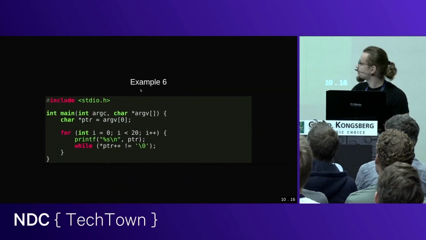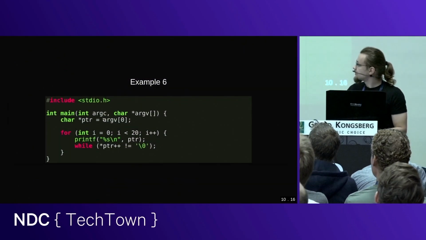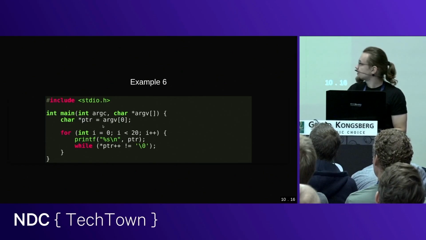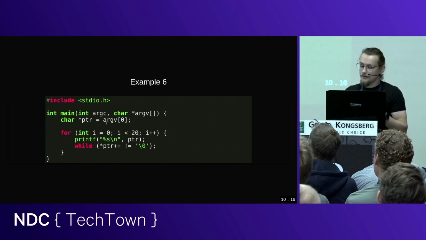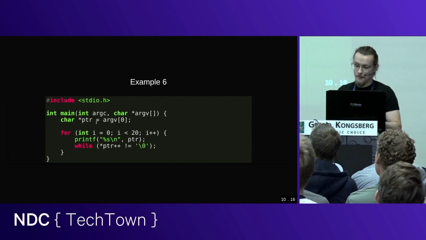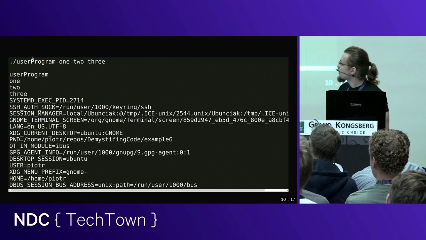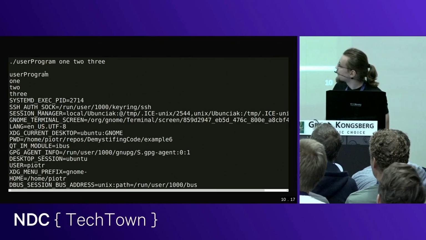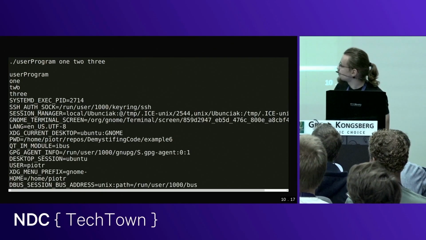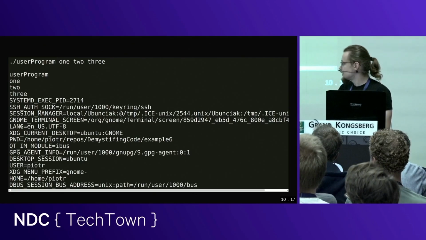So let's modify our program. I take the address of argv, and then I don't care about argc. I will just iterate, and I will print the first 20 strings that I can find. And if I do it, I get something like this. I launch my program, I get 1, 2, 3. So I got my program, 1, 2, 3, and then I got some different things.